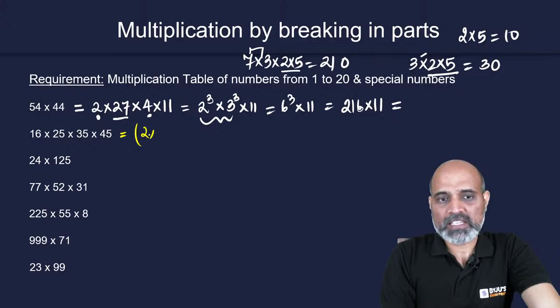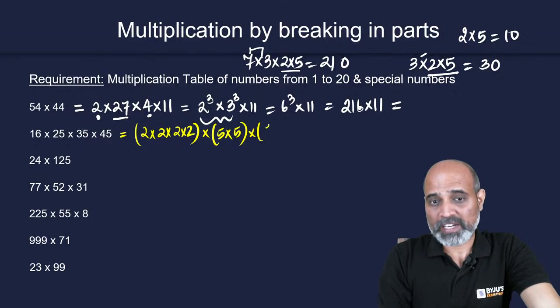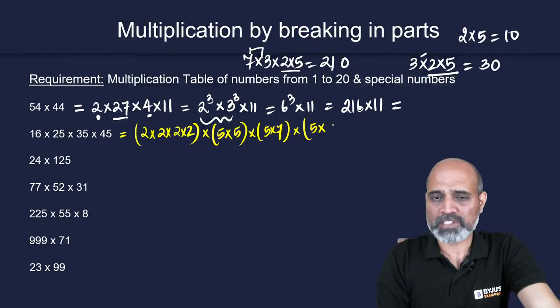16 can be written as 2 into 2 into 2 into 2. 2 to the power 4 होता है 16. 25 can be written as 5 into 5. 35 can be written as 5 into 7. 45 can be written as 5 into, I can write 9 or I can write 3 into 3. आपके ऊपर है 9 को जैसे लिखना है. Suppose I leave 9 as such.